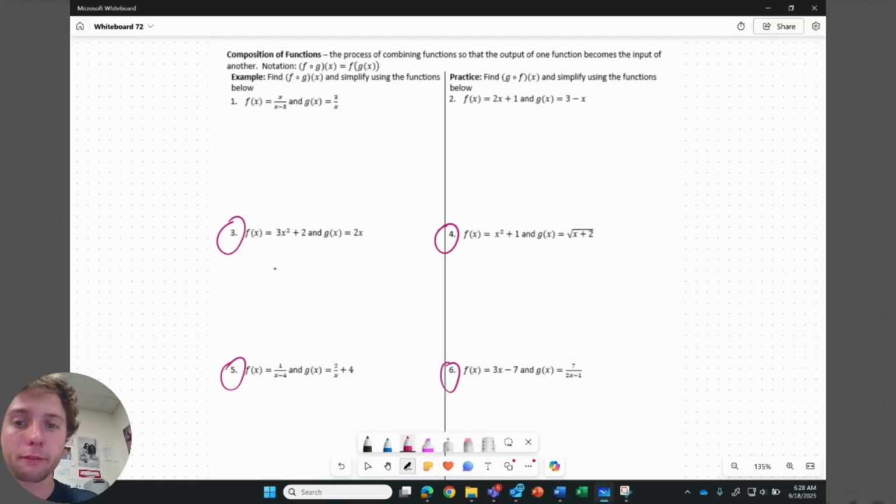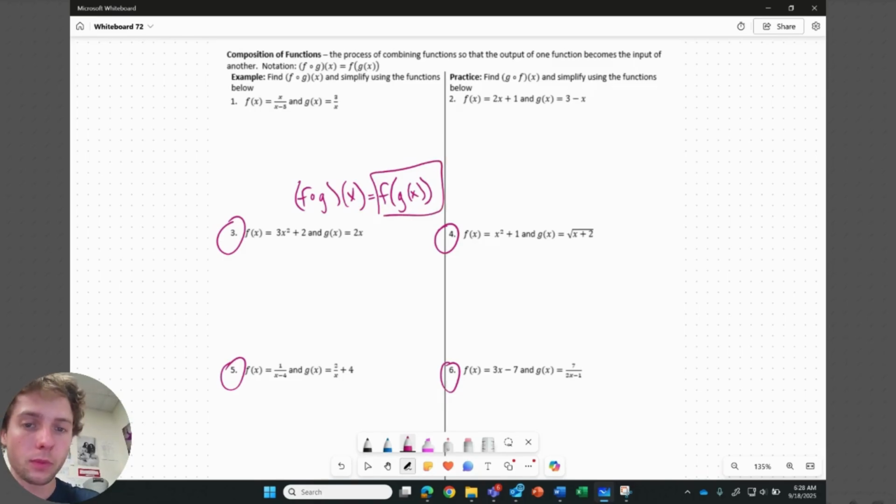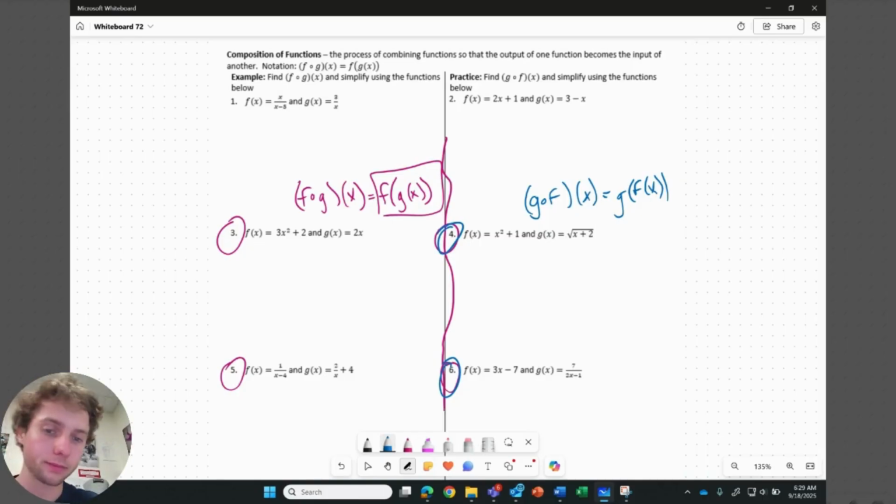So for 3 and 5, these problems, what we are doing is finding f of g of x. Remember, that's the same thing as this. Personally, I always use this notation. For the problems on this side, number 4 and number 6, those are doing g of f of x, or this, still pronounced the same way, g of f of x.